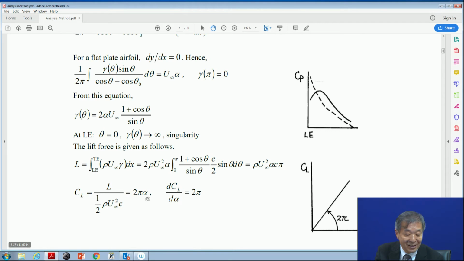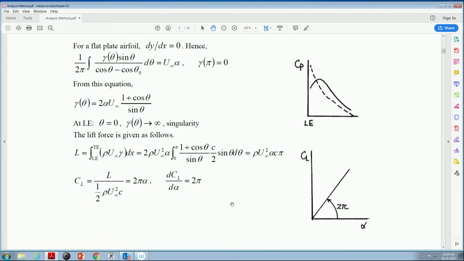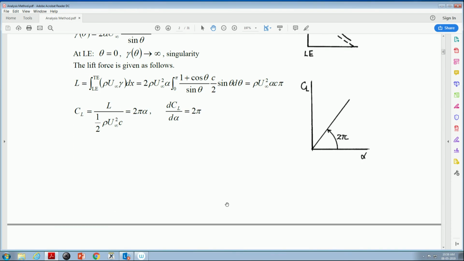So CL is expressed as 2 pi alpha, and the gradient of the lift force coefficient is 2 pi. CL versus alpha, and the slope is 2 pi. This is the very famous result of the CL-alpha curve of the thin airfoil or flat plate airfoil. And this is a very simple framework of the singularity method.